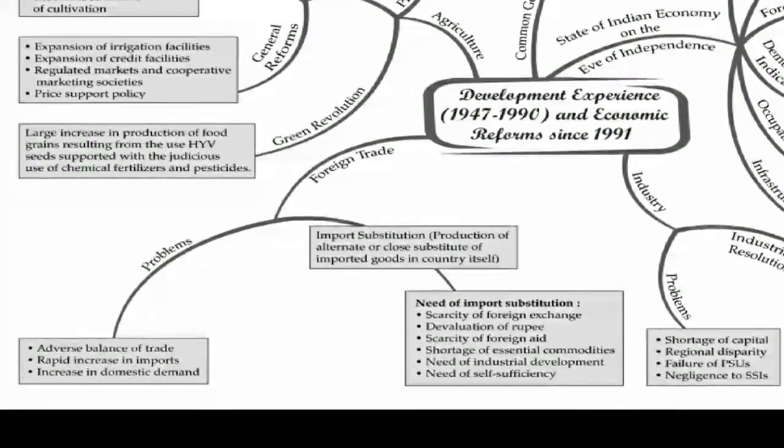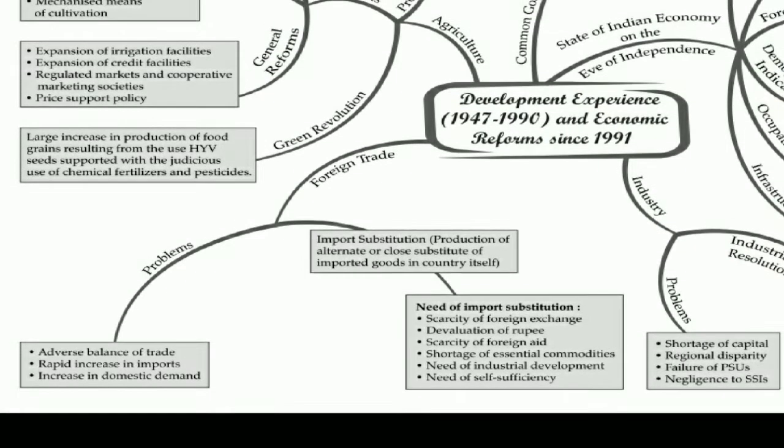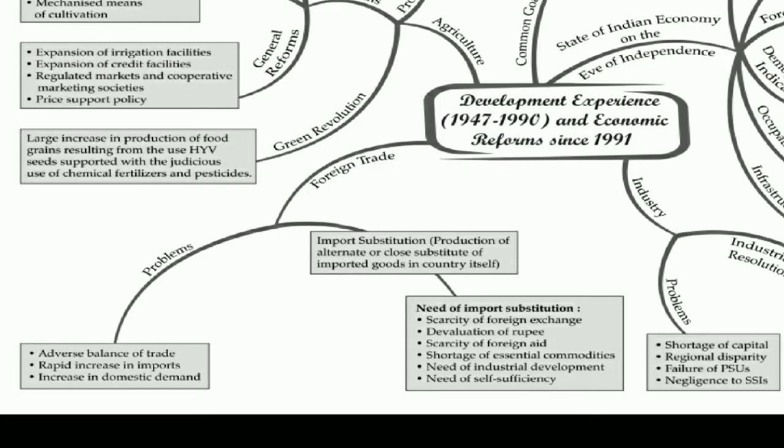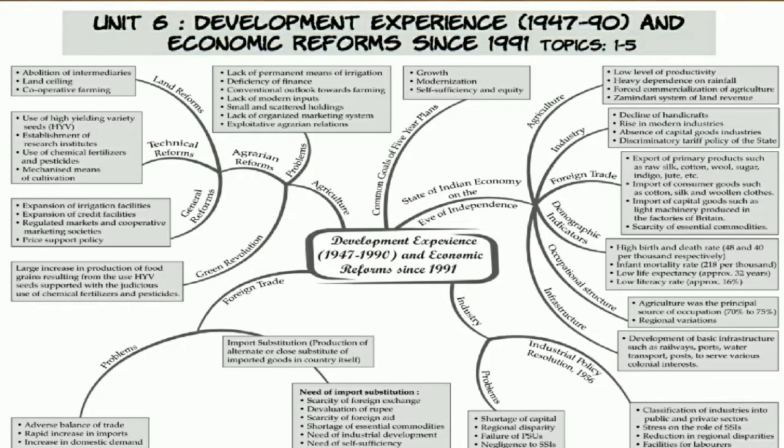After that, we have studied the foreign trade reforms. In that, first we have to know what the problems are and how the problems have been solved. The problems were that the BOP status was adverse, there was an increase in imports, and domestic demand was increasing. So we reformed it by following the policy of import substitution. Here I have shown the need for import substitution and how it helped the Indian economy to develop. So overall, this was the summary of the chapter from the period 1947 till 1990.